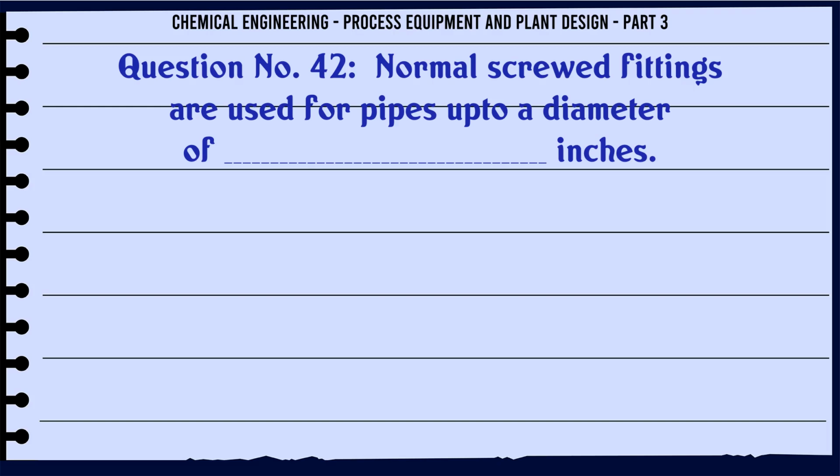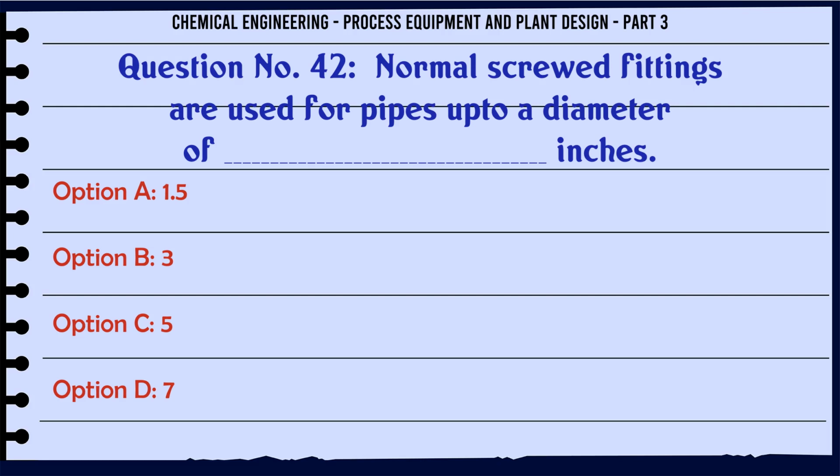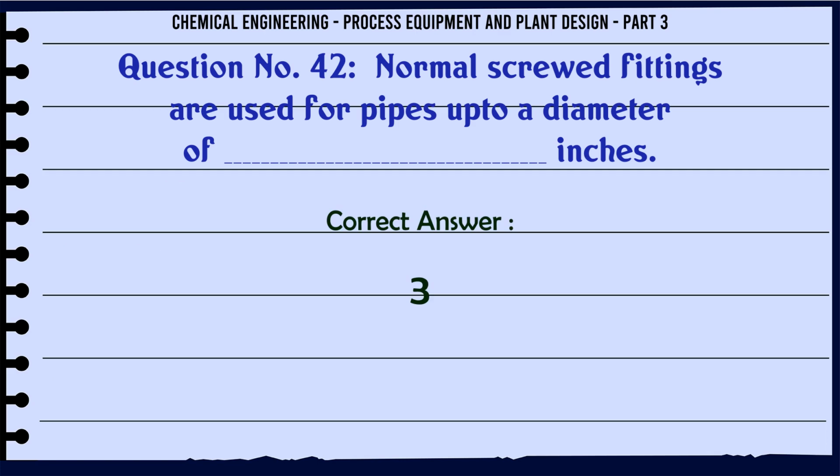Normal screwed fittings are used for pipes up to a diameter of inches. A. 1.5. B. 3. C. 5. D. 7. The correct answer is 3.